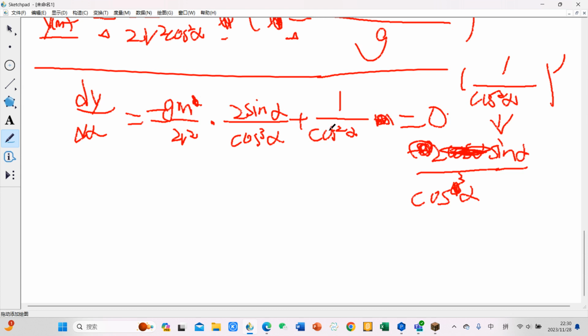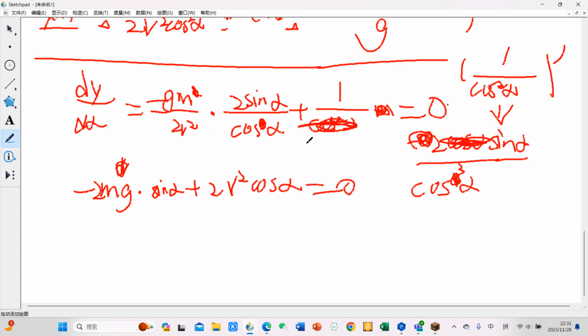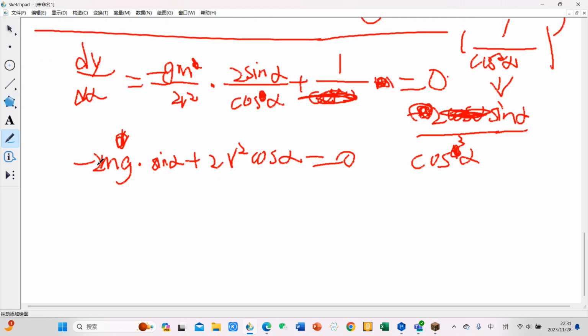And whoa, we cancel out cosine square. This is going to leave only 1. So what kind of stuff is this? mg. Oh, this is not the gravity force. Okay, so mg times what? 2 mg sine alpha plus 2v squared cosine alpha is equal to 0 now. Yeah. Not really good.